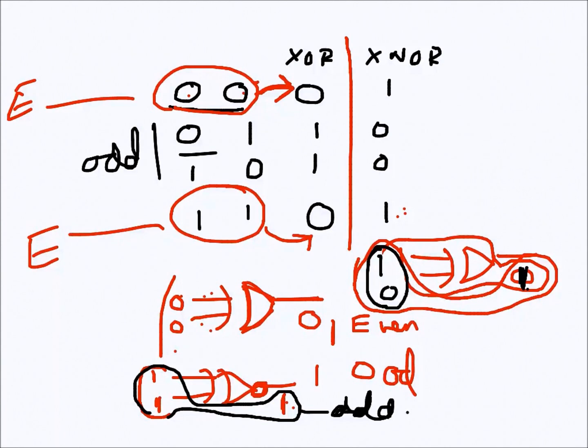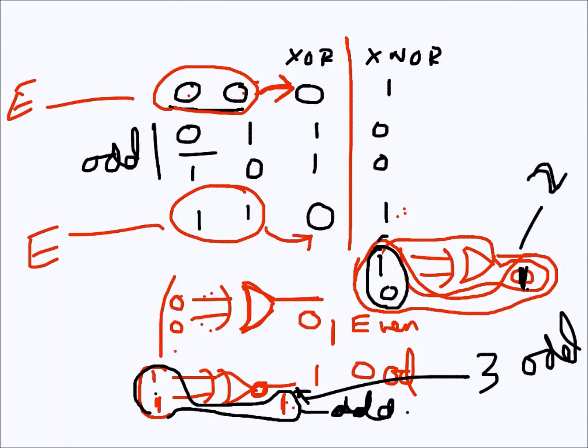Odd parity is when the total number of ones is odd, and even parity is when the total number of ones is even. In the first example, when I wanted to make it an odd parity, I had to add the parity bit as 1 so that the total number of ones became 5, which is an odd number. Similarly here, the total number of ones is 3, that's why it's an odd parity. And here the total number of ones is 2, that's why it's an even parity.